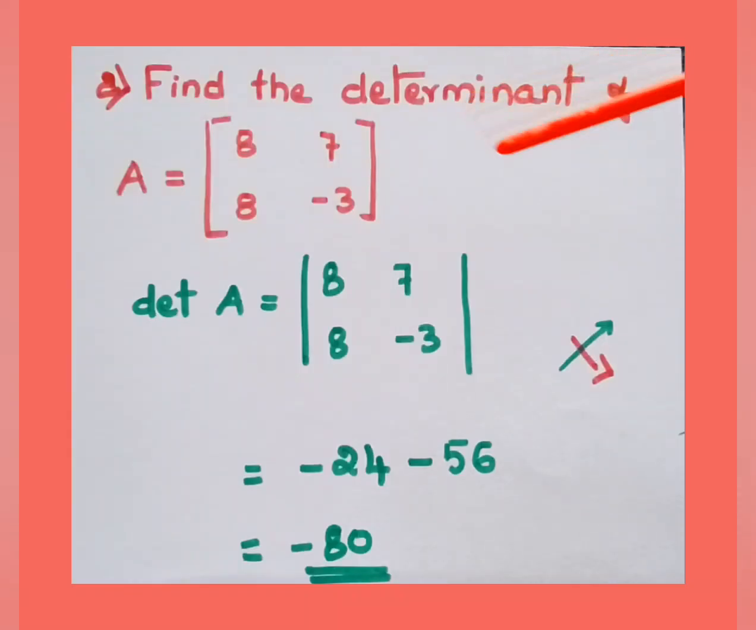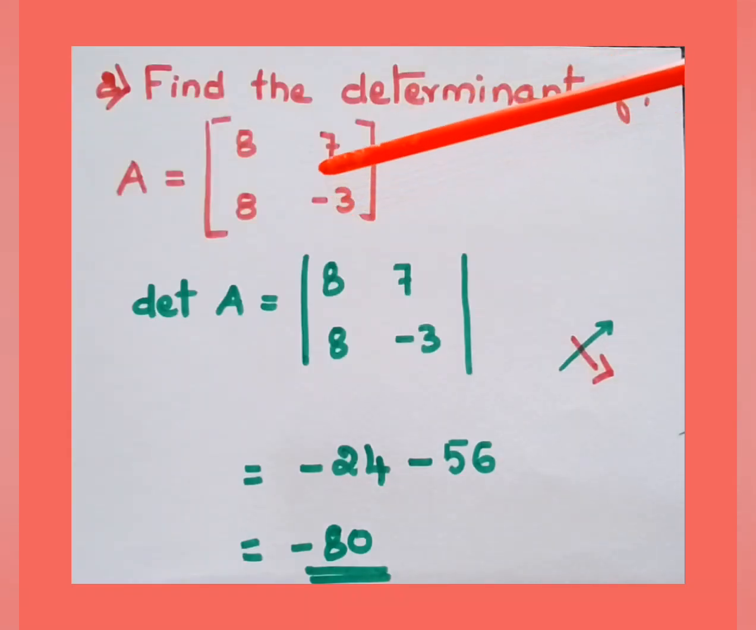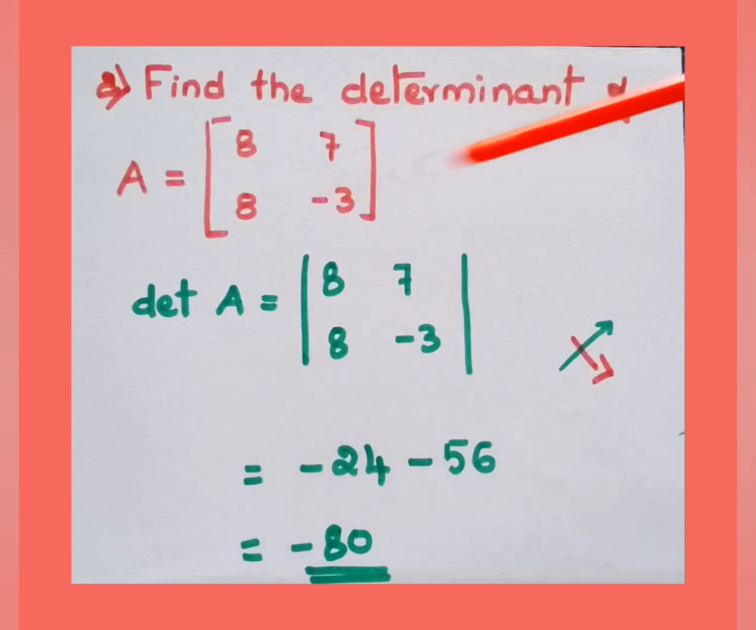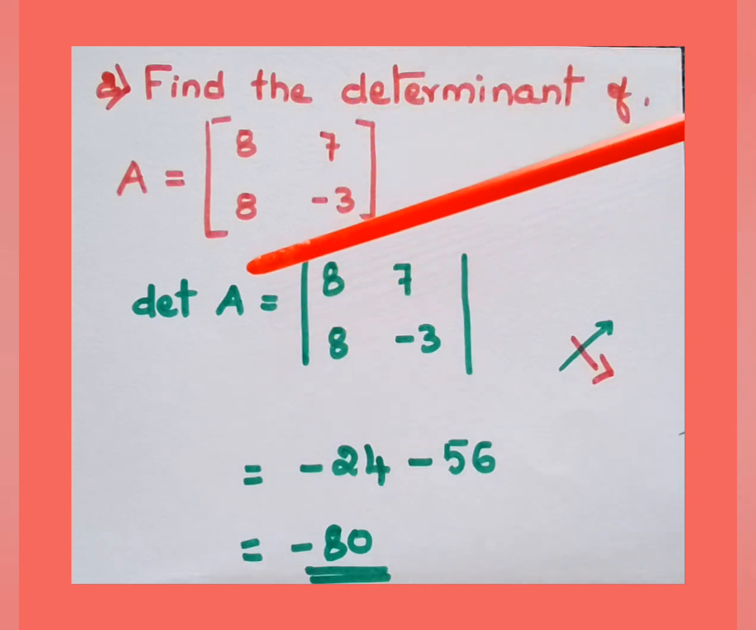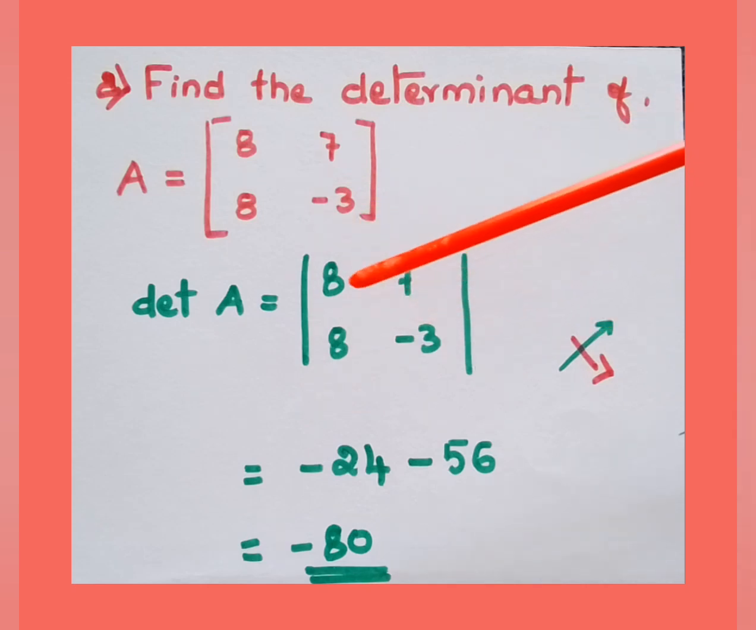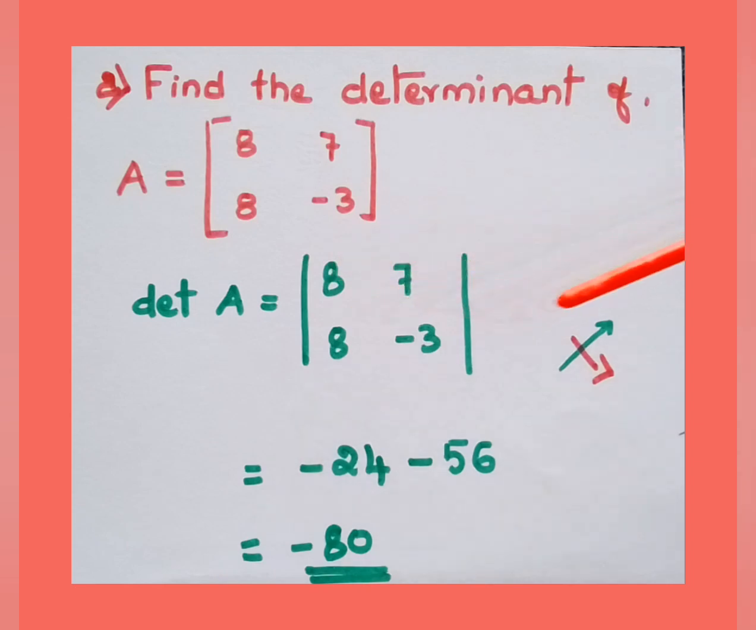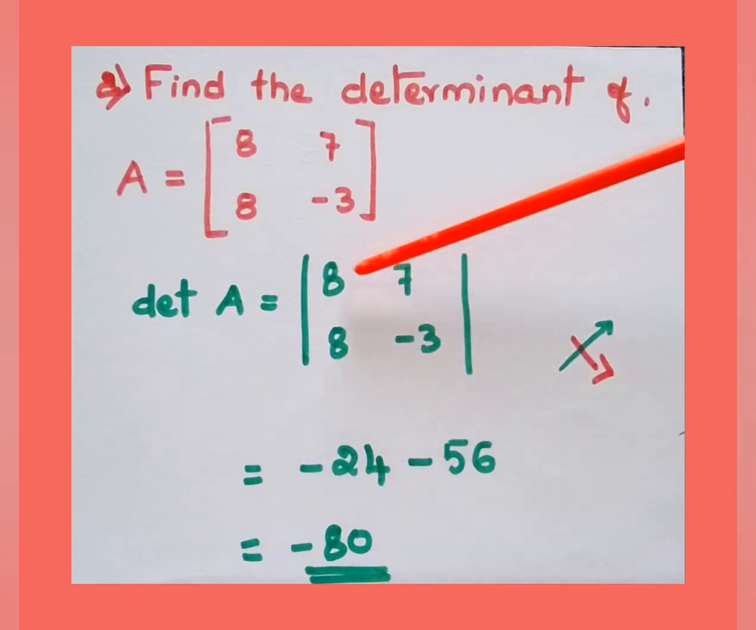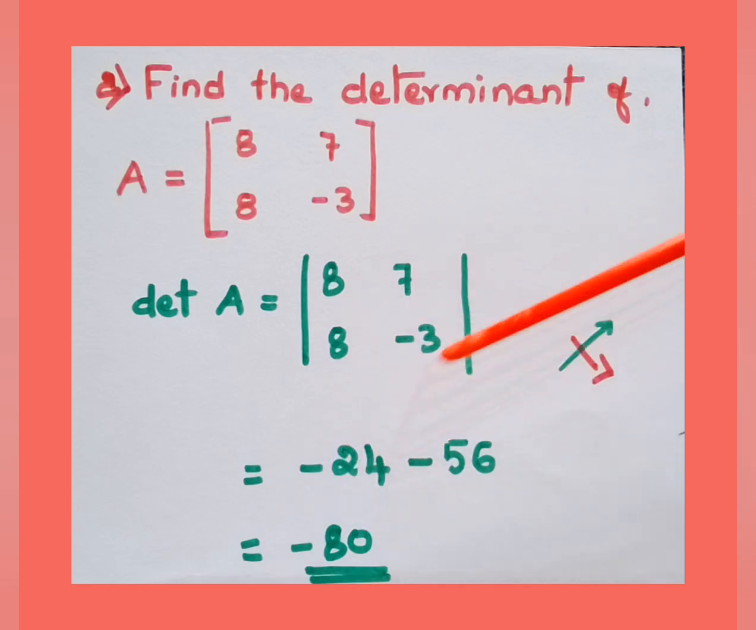Next, find the determinant of matrix A is equal to 8, 7, 8, minus 3. So we write like this, determinant of A is equal to, and write the elements inside the determinant sign. Then multiply. First, we have to move down like this. 8 3s are 24 with sign. Plus into minus is minus 24.